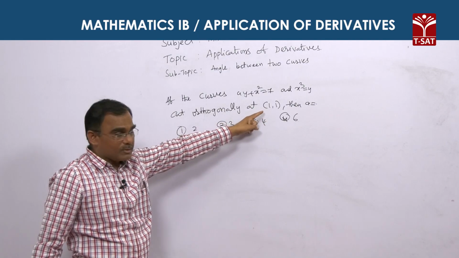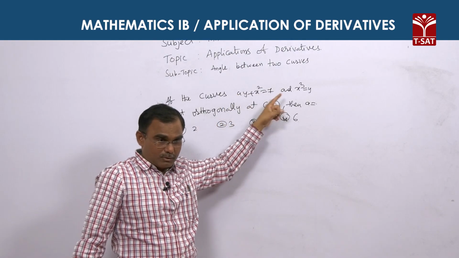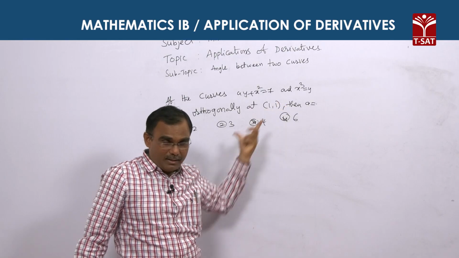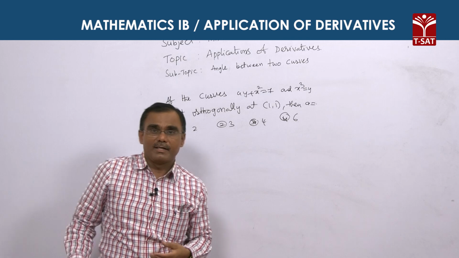Here the intersecting point is already given. First find the slope of the tangent to the first curve and the slope of the tangent to the second curve. Already given orthogonally, the product of slopes is equal to minus 1. Simplify, and we get the a value.